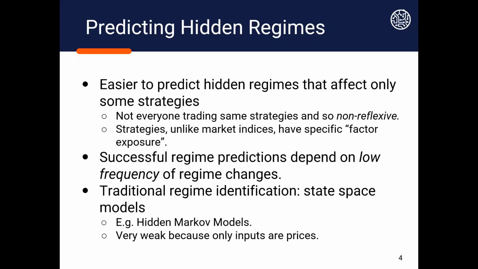Now, what are the traditional methods of regime identification? Well, typically state space models in general, or hidden Markov models specifically. Now, these models are very weak because they typically use only past historical prices or returns as input. They do not really have the capability of taking into account the broader macroeconomic or market features.